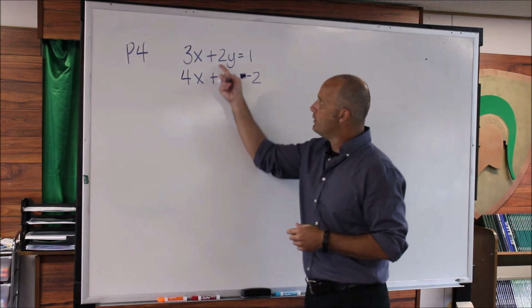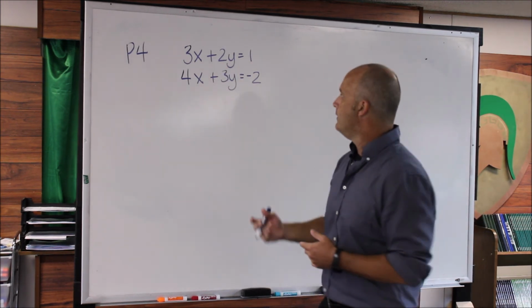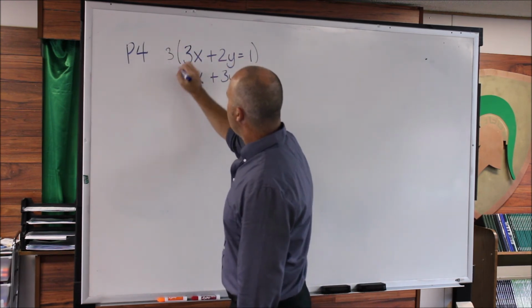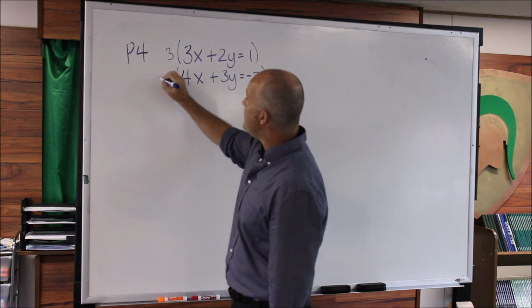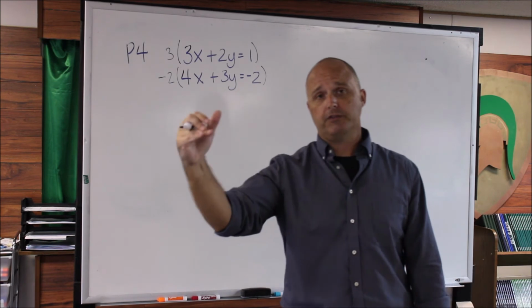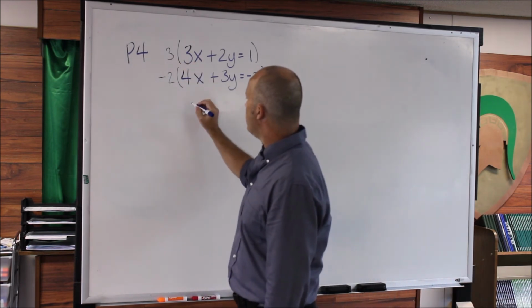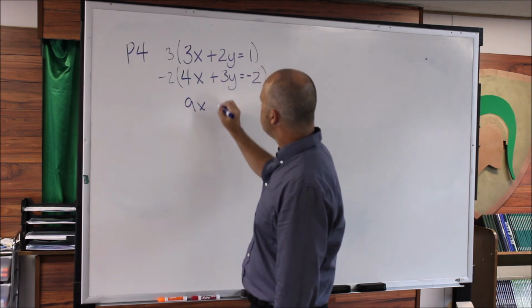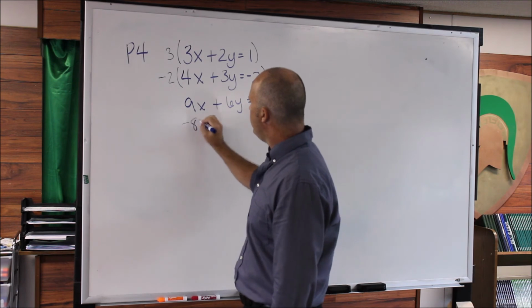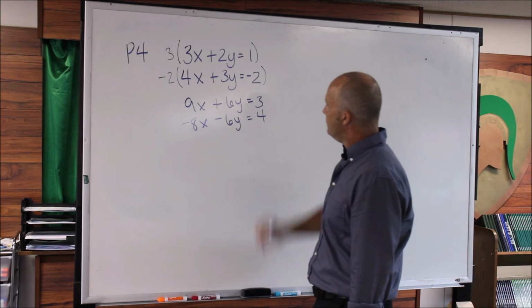So I need to figure out the least common multiple of 2 and 3. The least common multiple of 2 and 3 is 6. So that means I want to multiply the top one by 3, and then I'm going to multiply the bottom one by negative 2, because remember that I want one of them to be positive and one of them to be negative. So when I do this, 3 times 3x is 9x, then we get 6y equals 3. Negative 8x, negative 6y, and positive 4.